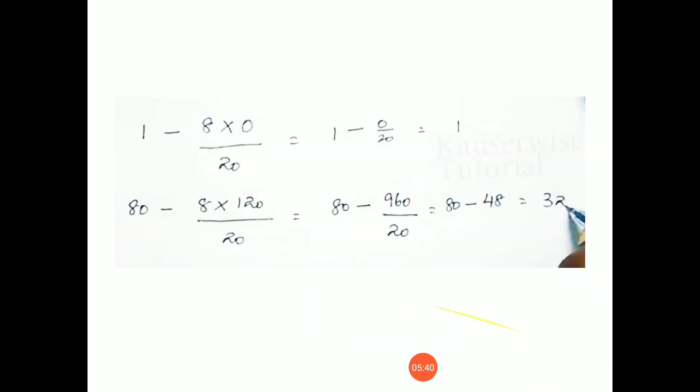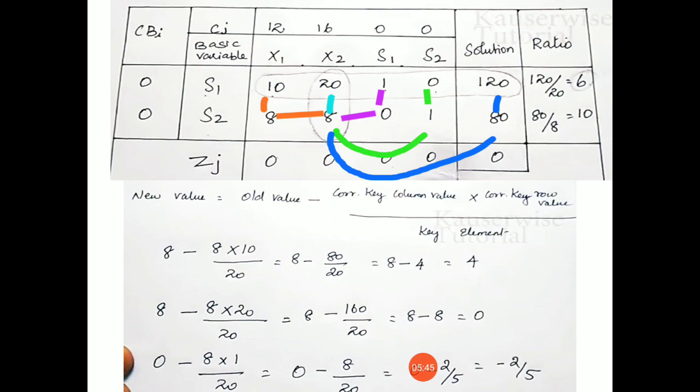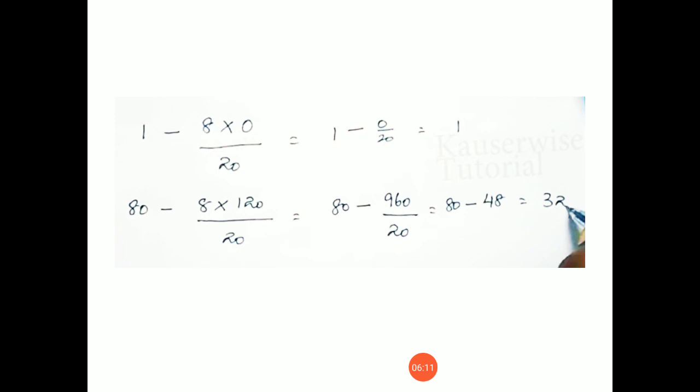For the fourth element of the S2 row, again the same formula, and I have used the green color to represent the corresponding key row value and corresponding key column value. The old value is 1 here. 1 minus the corresponding key column value, which is 8, into the corresponding key row value, which is 0, divided by the key element, that is 20. So 1 minus 8 into 0 divided by 20 is 1.